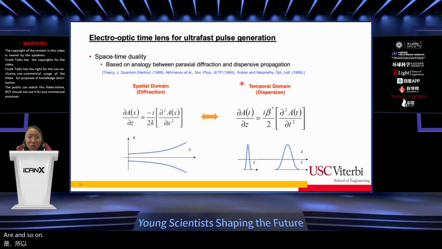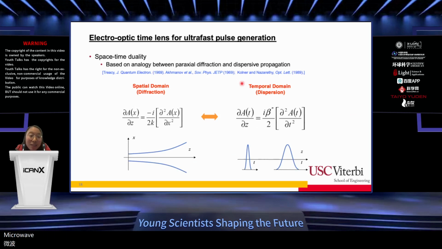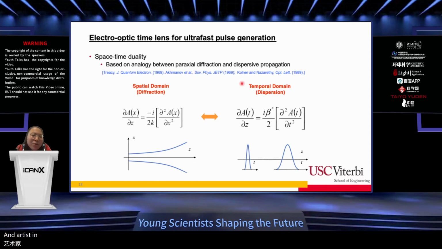so on. So one of the approaches we think of is, now that we have such efficient electro-optic modulation, is it possible that we can directly carve very short optical pulses using microwave signals? And we think the answer is yes, of course. The approach that we think of is called electro-optic time lens. And this approach originates from the physics called space-time duality. I think it actually originates just from the mathematical equations.